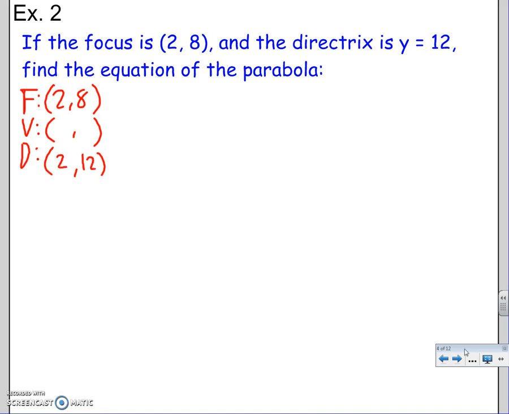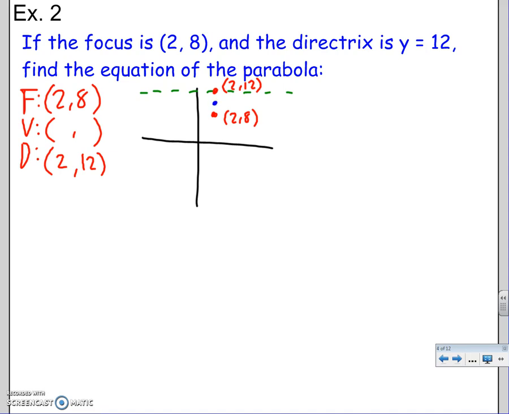So let me draw this for y'all real fast, just so y'all can see. The focus is 2, 8. Let's call it right here, 2, 8. We don't know the vertex, but the directrix is a line. It's technically y equals 12. It's above. Here's y equals 12. But our point that we need on there is 2, 12. But we can't go across that line. So I know the vertex is in the middle somewhere.